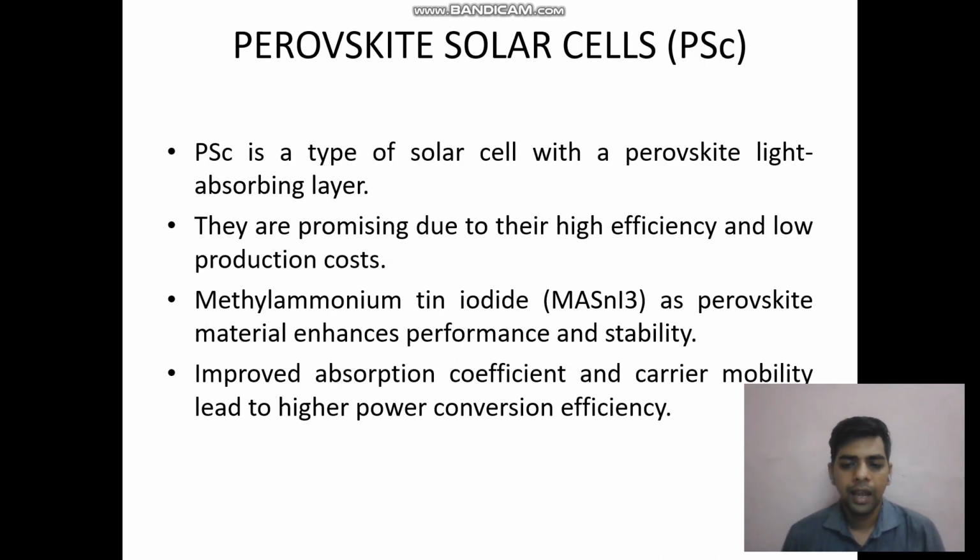The perovskite solar cell has a high light-absorbing layer, which is another promising material, and its best part is that it has high efficiency and low production cost. In terms of the traditional perovskite solar cell, CH3NH3PbI3, here we are using methylammonium tin iodide as a perovskite layer to enhance the performance and stability. This material also helps improve the absorption coefficient and the carrier mobility, which lead to a higher power conversion efficiency of the solar cell.